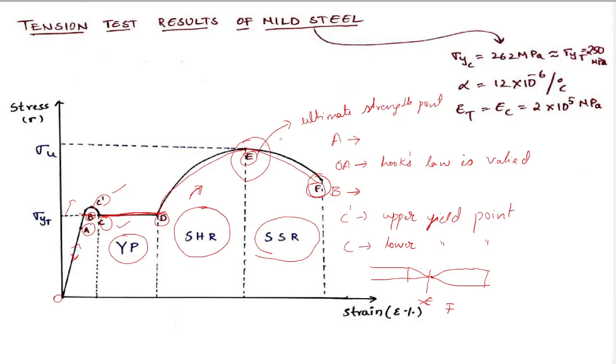Actually, in this the cross section of the metal is decreasing. We know that stress is load by area. Area is decreasing, so stress has to increase. The actual stress strain path looks like this, but we generally use this one, the engineering stress strain path. The actual one looks like this. This is the stress strain curve in brief. These are some points which are to be remembered.